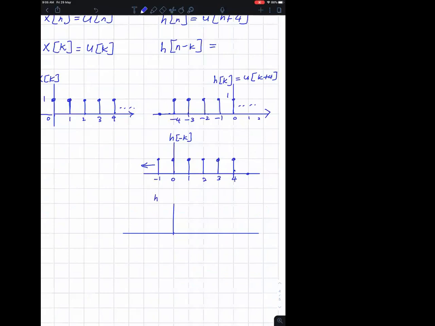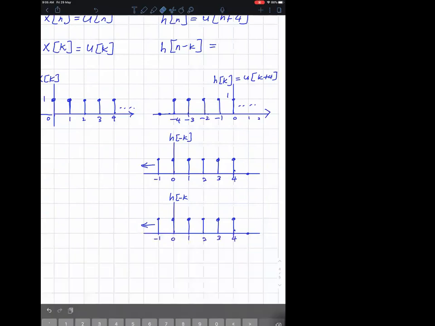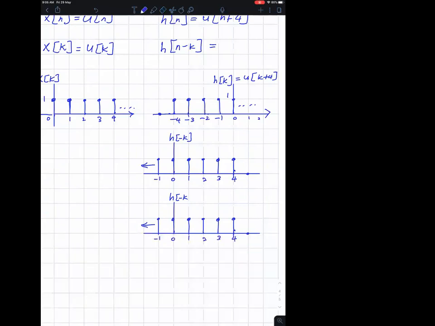So h of minus k. I'm just drawing this from the h minus k signal. Let me copy and paste it here. Now we're going to add n. Minus k plus n, or n minus k, is the same thing. We're going to add n to all the signal, and we don't know what n is.